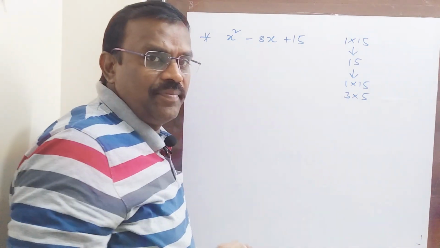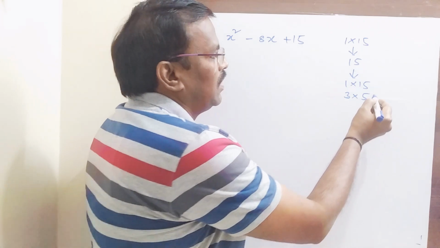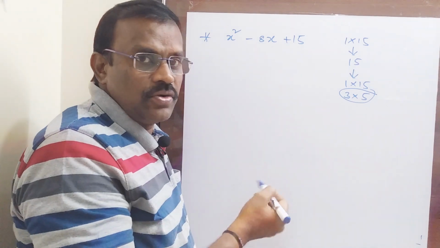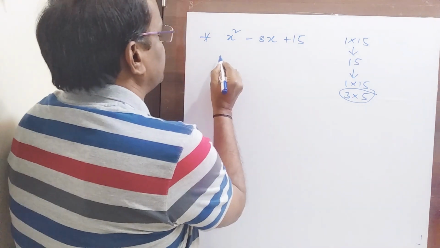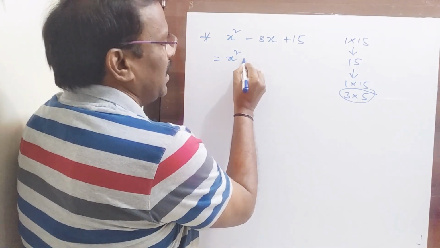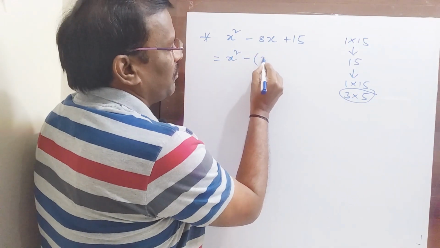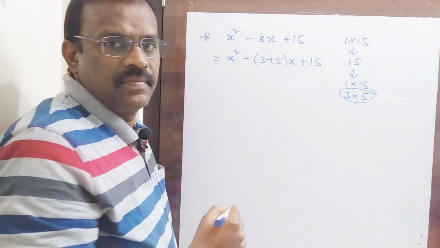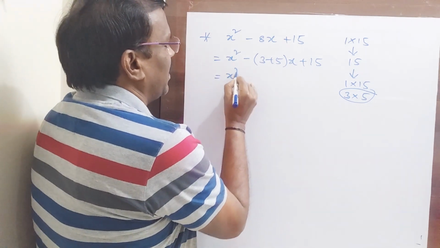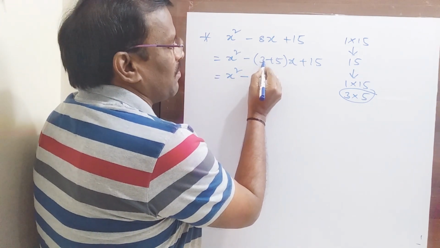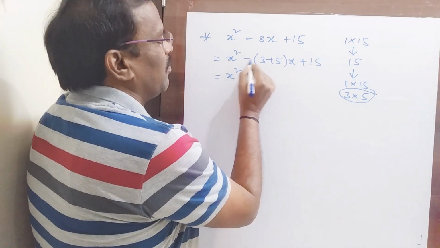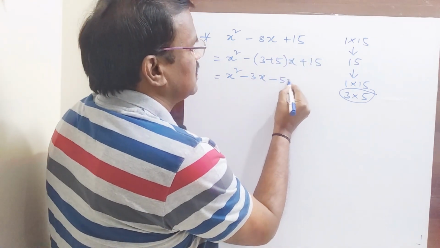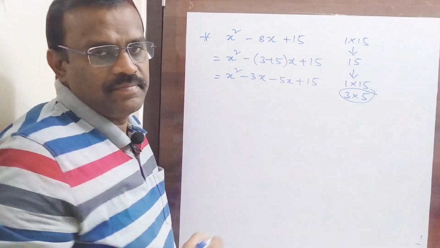Here what is the coefficient of the middle term? 8. So now we can take 3 into 5. The sum of these two is equal to the middle term, no? So now we split the middle term. x square minus 8x can be written as minus 3 plus 5 of x plus 15. Now it is to be expanded: x square minus 3x minus 5x plus 15.